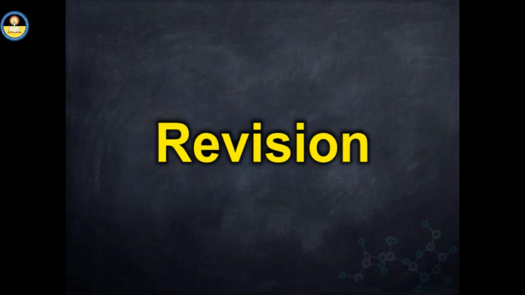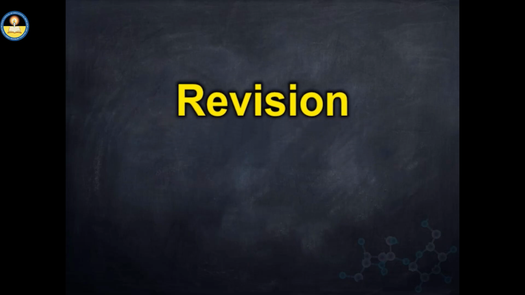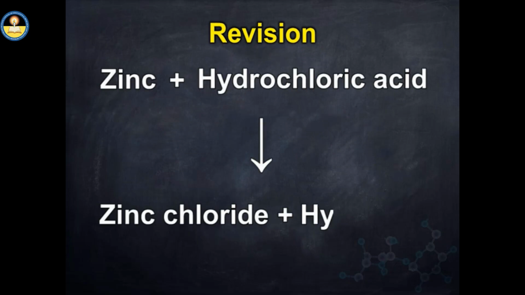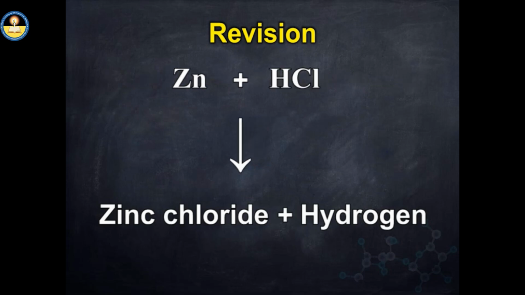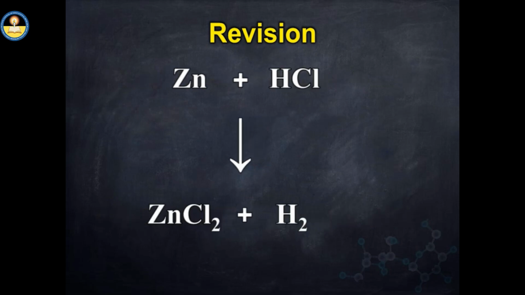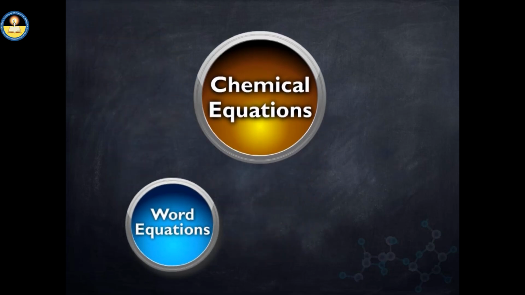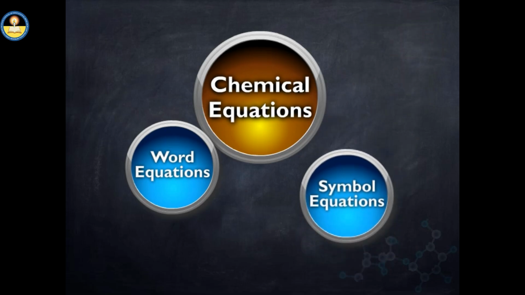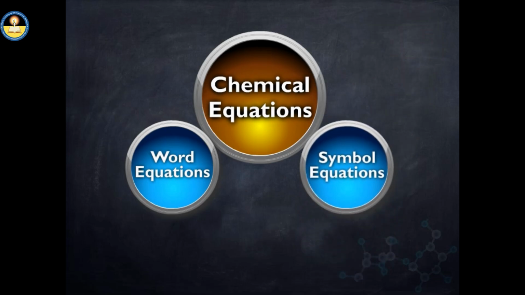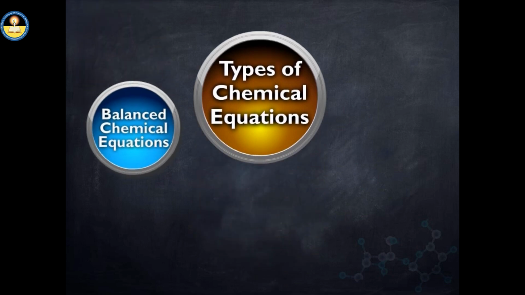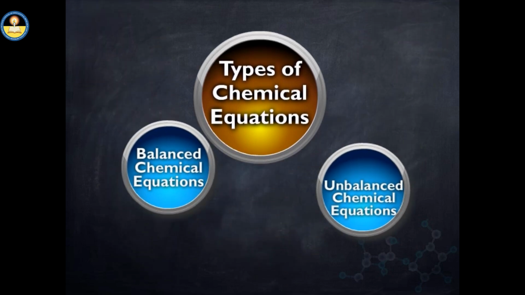Let us revise. A chemical equation is a shorthand way of writing what happens in a chemical reaction. Chemical equations can be of two types: word equations and symbol equations. Chemical equations can be balanced or unbalanced.